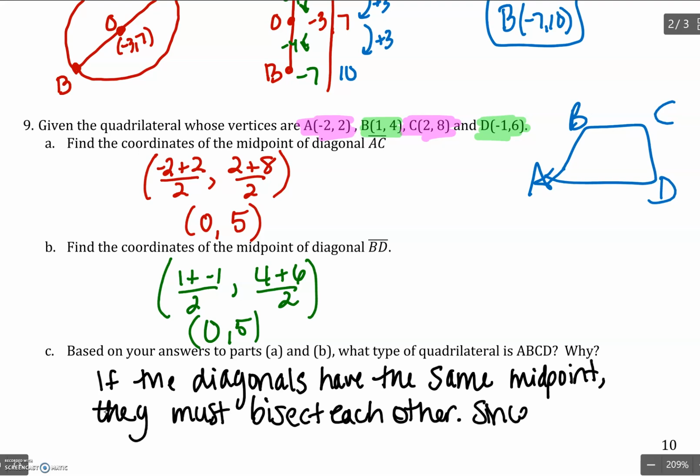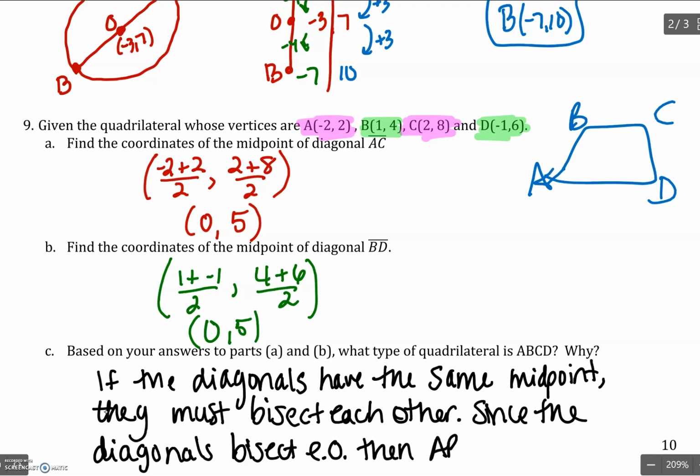Since the diagonals are bisecting each other, I'm going to use EO as an abbreviation for each other. Then ABCD is a parallelogram. I'm going to use the abbreviation for parallelogram, which is the letter P inside a little parallelogram shape. It's the only one that gets that abbreviation.